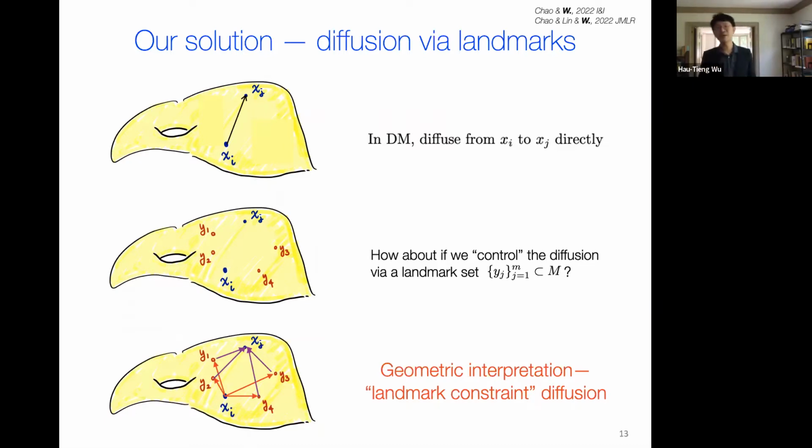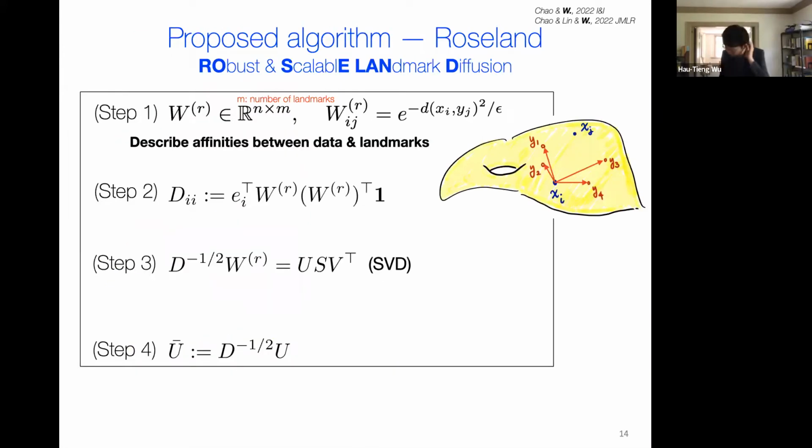And if you have this landmark constraint diffusion, what can you do? Can you gain any benefit? Or can you get some more control? And the answer is positive. Otherwise, I would not mention it. Anyways, let me introduce the algorithm. The algorithm is called Roseland, which stands for Robust and Scalable Landmark Diffusion. The algorithm is very simple, only 4 lines. You can implement it in MATLAB in maybe 10 lines maximum, a very easy algorithm.